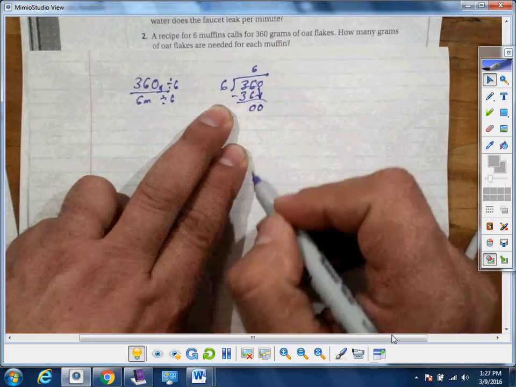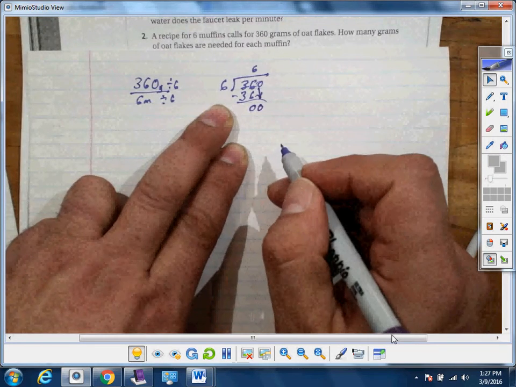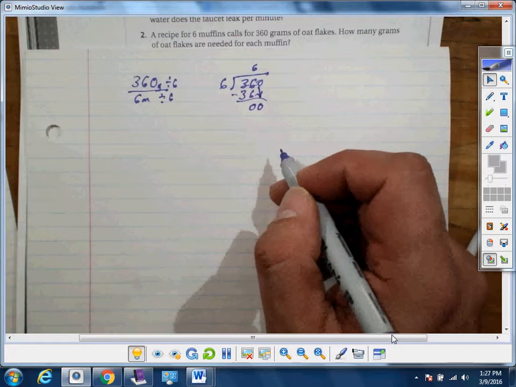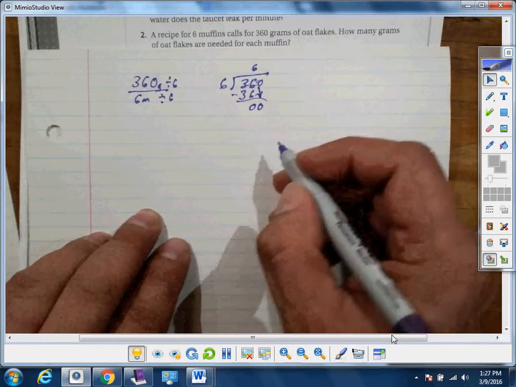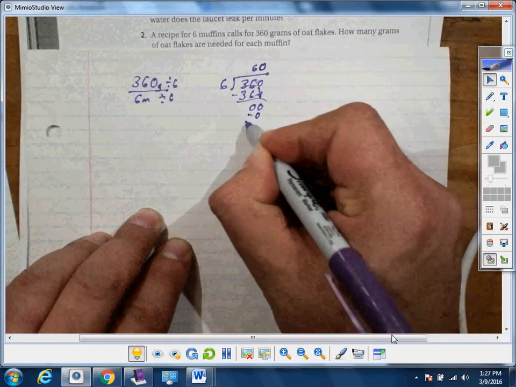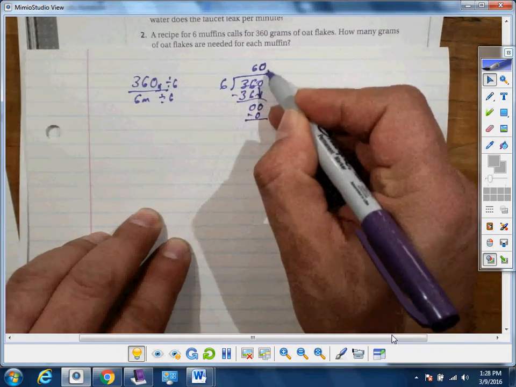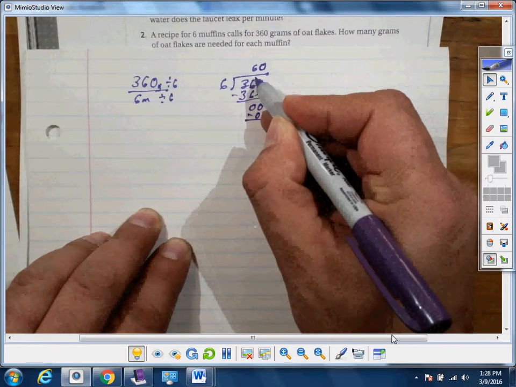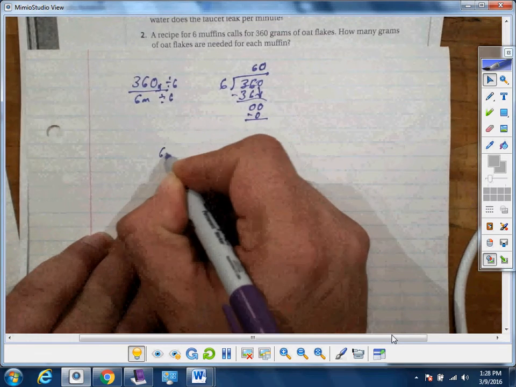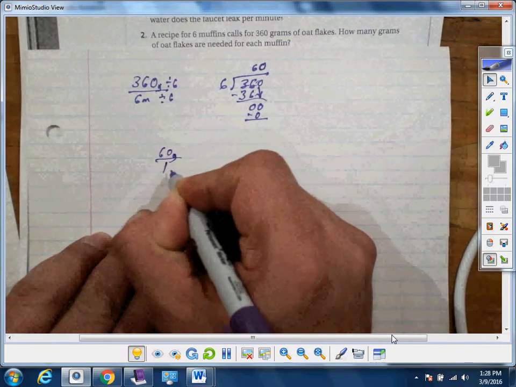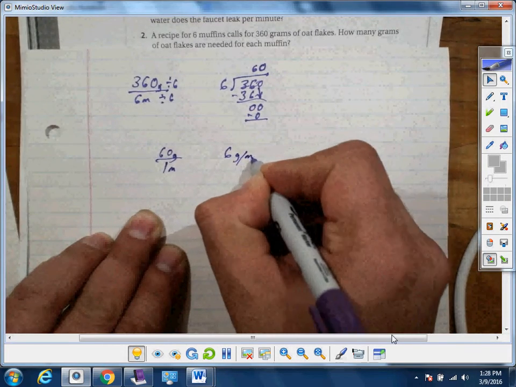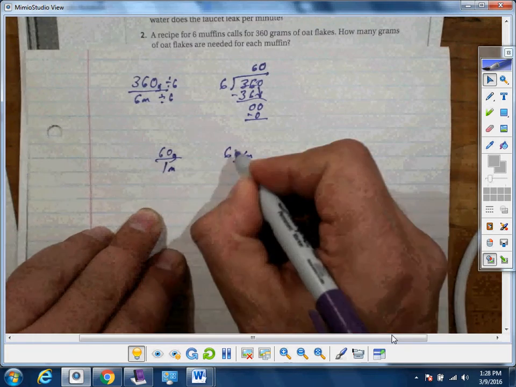And how many times does 6 go into 0? I think you probably know the answer to that. How many times does 6 go into 0? It does. How many times? 0. Correct. 6 times 0 is 0. There's nothing left. This way I have filled all my spots because that 6 takes care of the 36 and the 0 takes care of the 0. So I have 60 grams in every one muffin. Or I can write 60 grams per muffin.